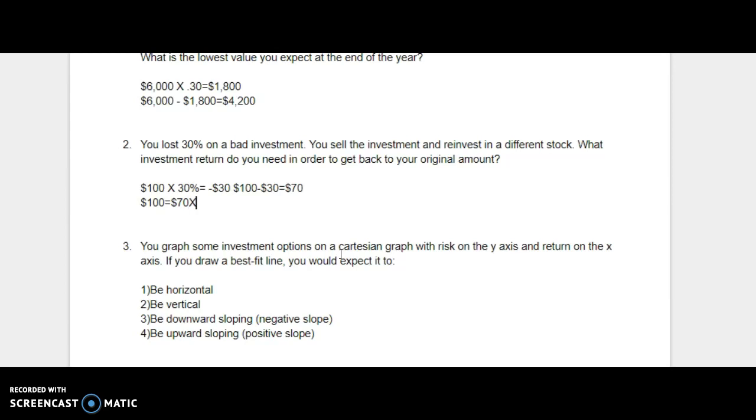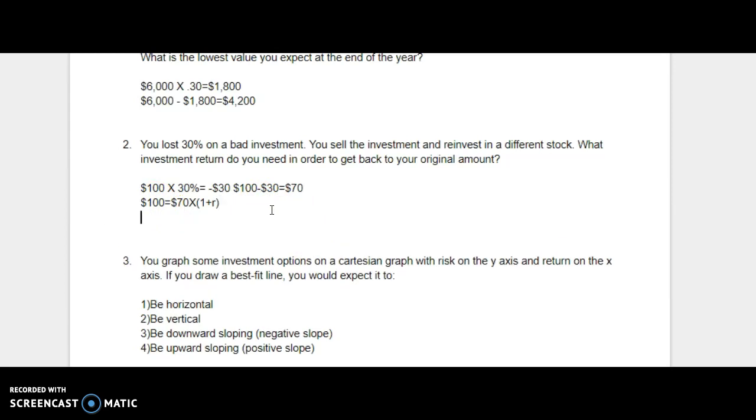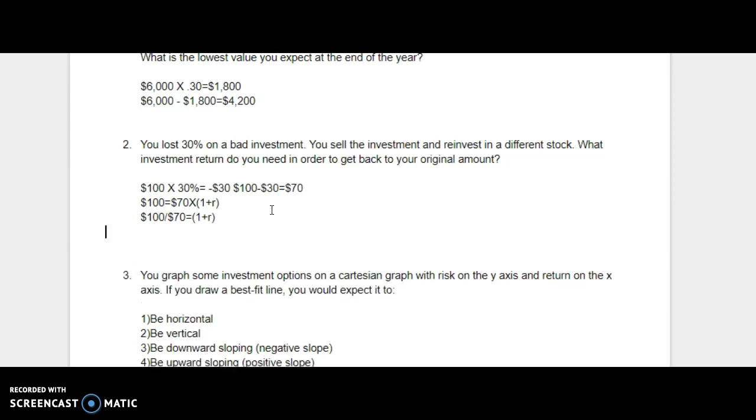We're going to multiply that by 1 plus R. So that's going to be our return that we need to get back to our original $100 where we were at before. We are investing the 70 we had remaining, and then we want our rate of return plus 1 to equal our $100 we started with. So looking at this equation here, what we need to do is divide both sides by 70. So that leaves us with 1 plus R on the second side here.